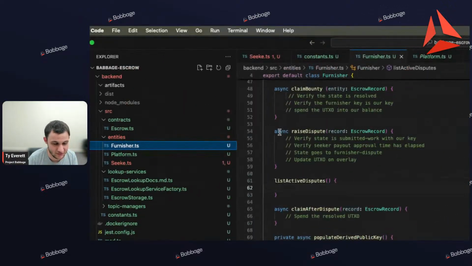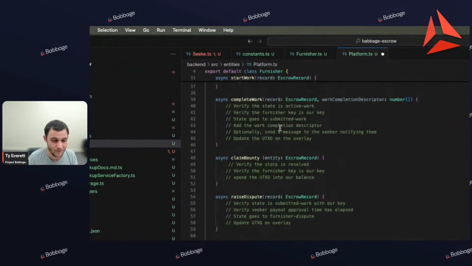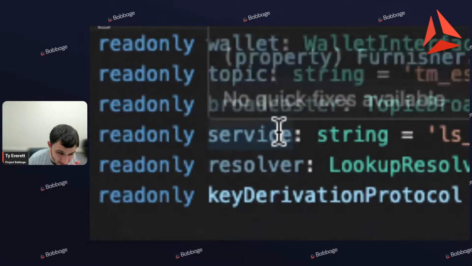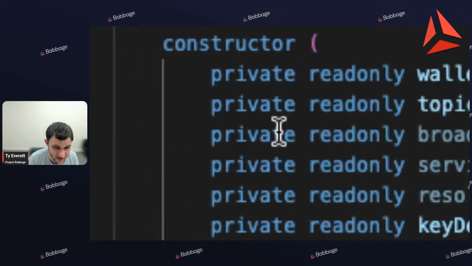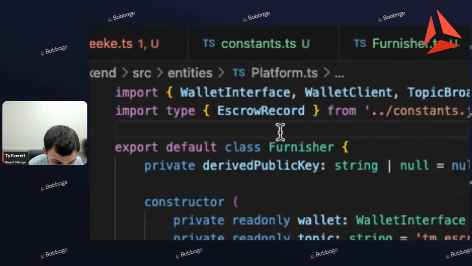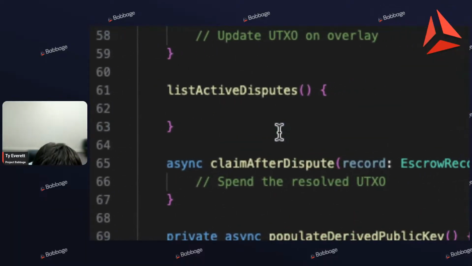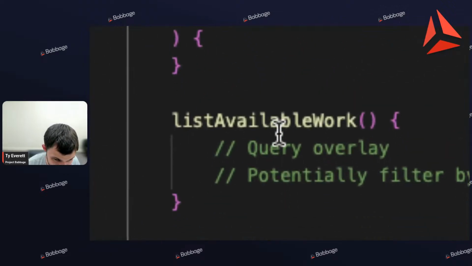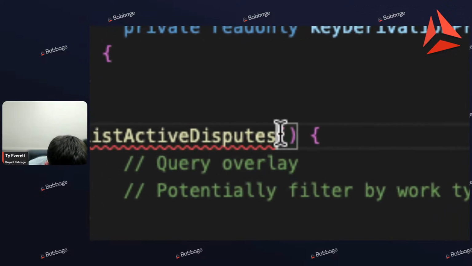Let's see. We need a platform. Platform has a wallet. It's got some configuration parameters. It can look on the overlay. It can make topical broadcasts. It can derive keys and do signatures, etc., etc. It's got a derived public key. It's got all the same things that everybody else has, except it cannot do that. It can only list active disputes. So we list.